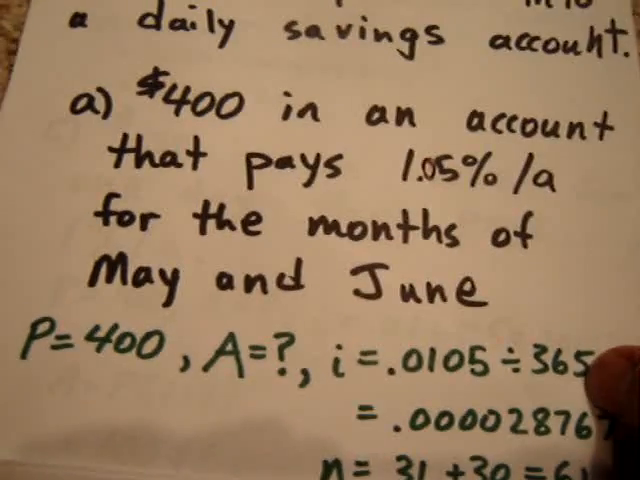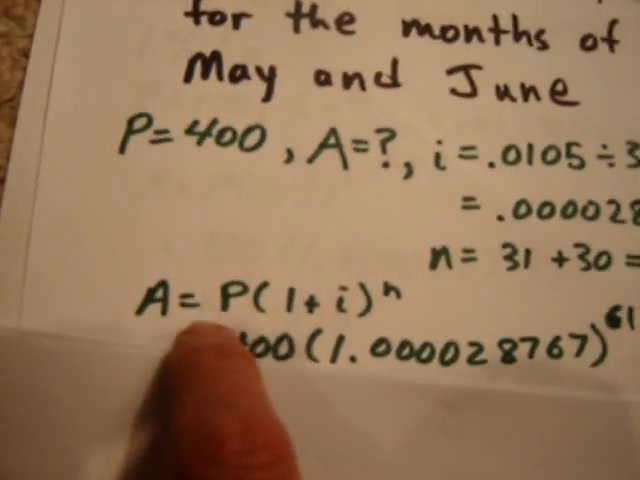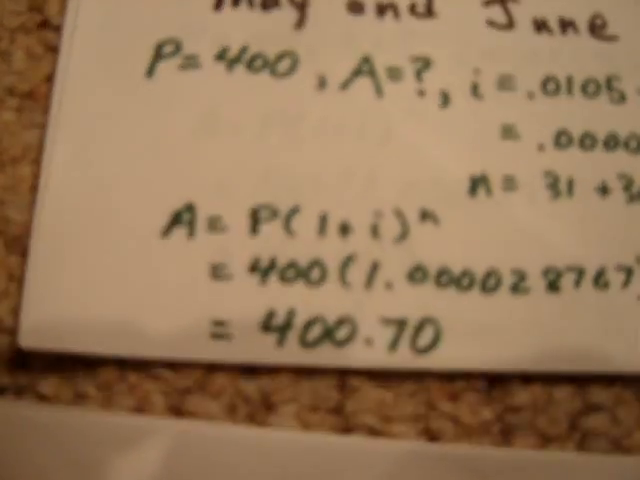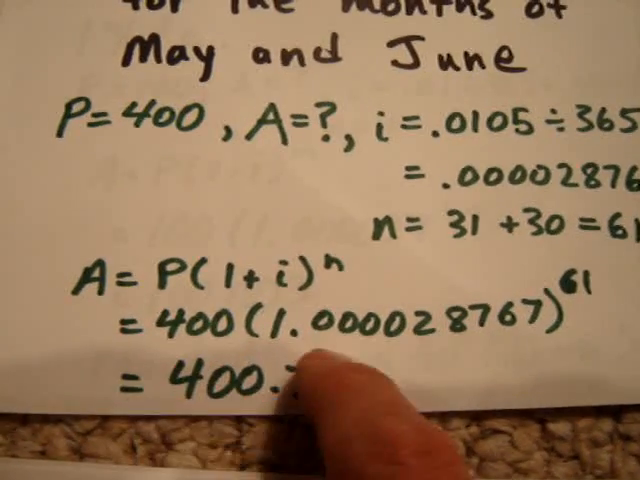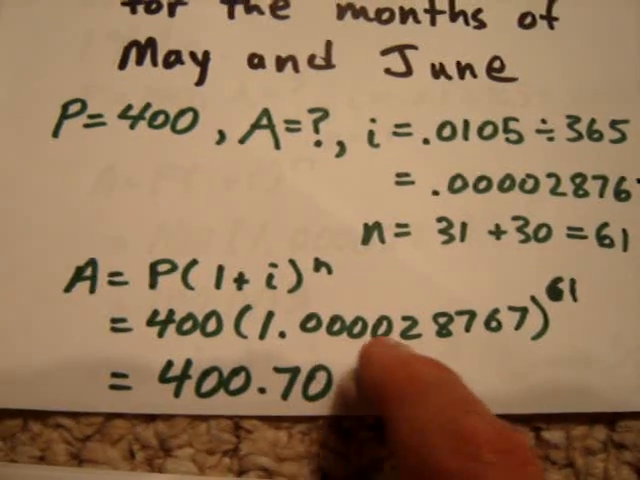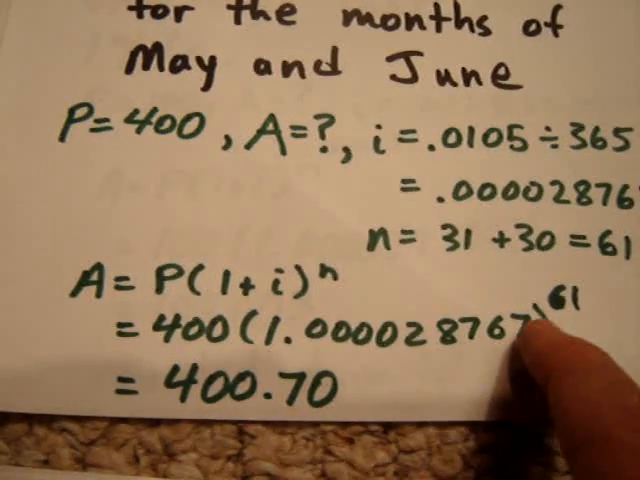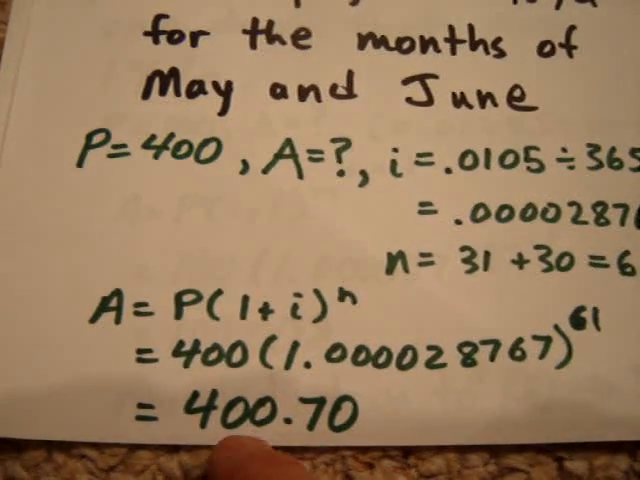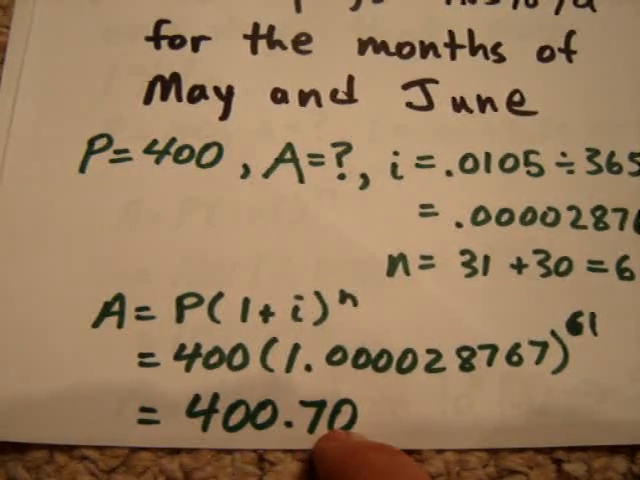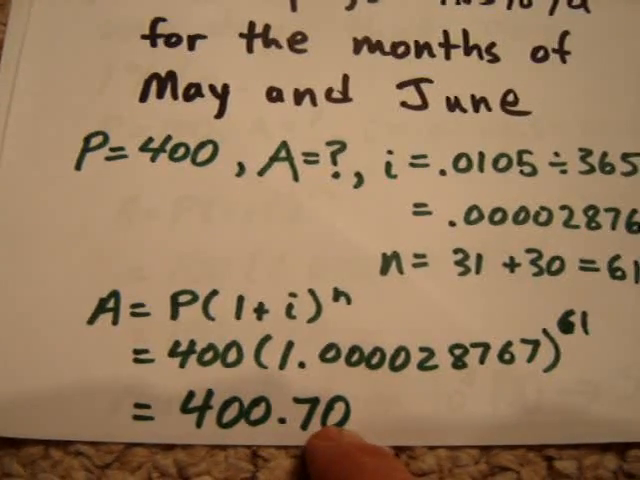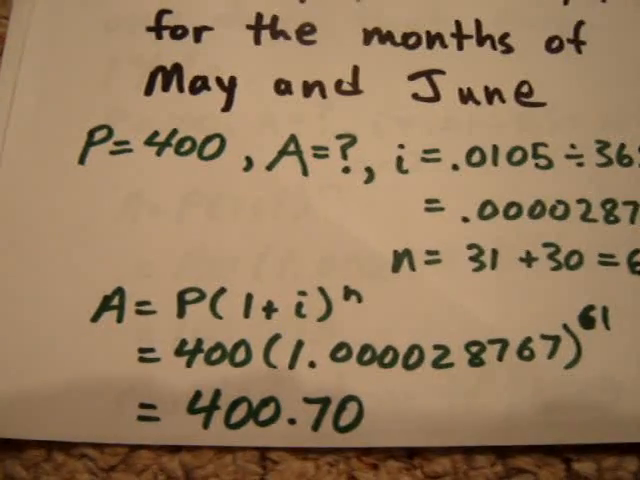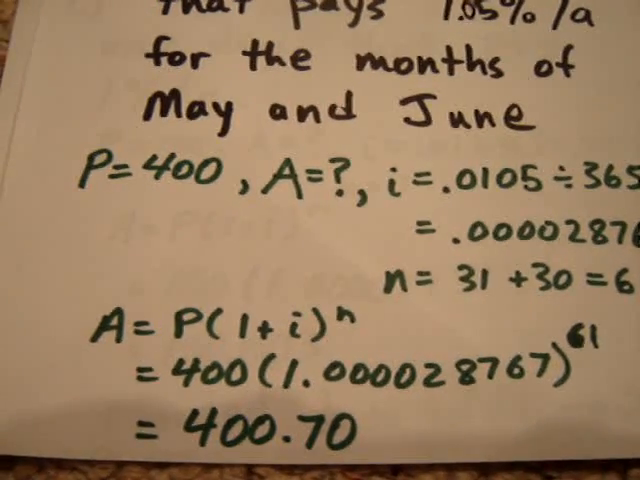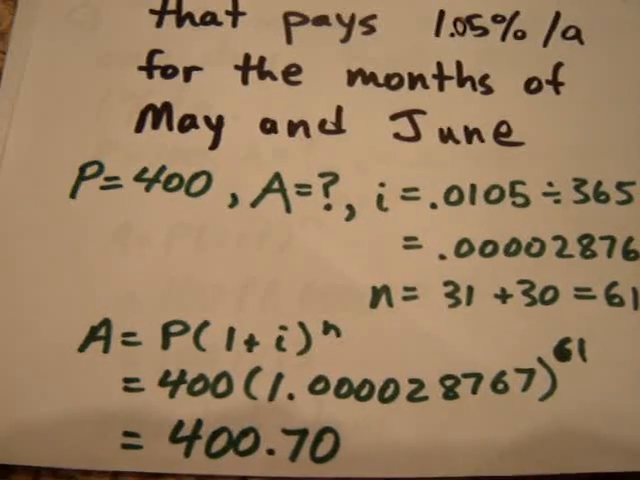So we enter all of this information into our formula. A equals P times 1 plus I to the n. The principal is $400. 1 plus I is equal to 1.000028767 raised to the exponent 61. And our final answer in this situation is $400.70. So that's the future amount of $400 deposited in a savings account. So we see that savings accounts, generally speaking, don't really provide too much in the way of interest, but they are convenient for getting money out whenever we want.